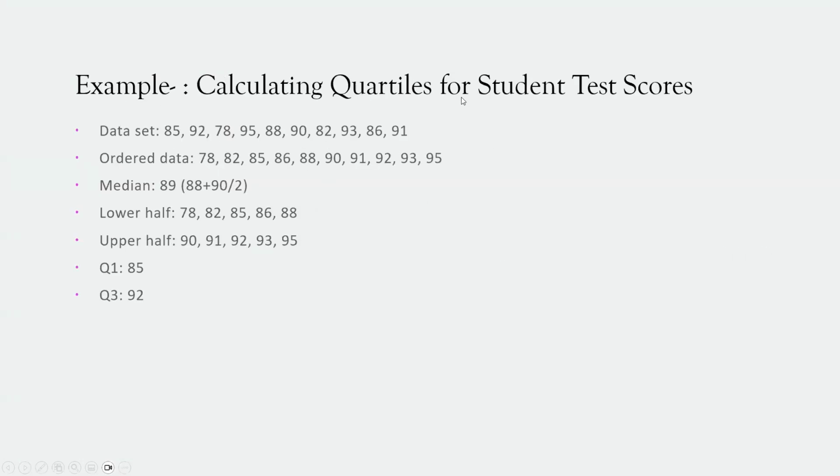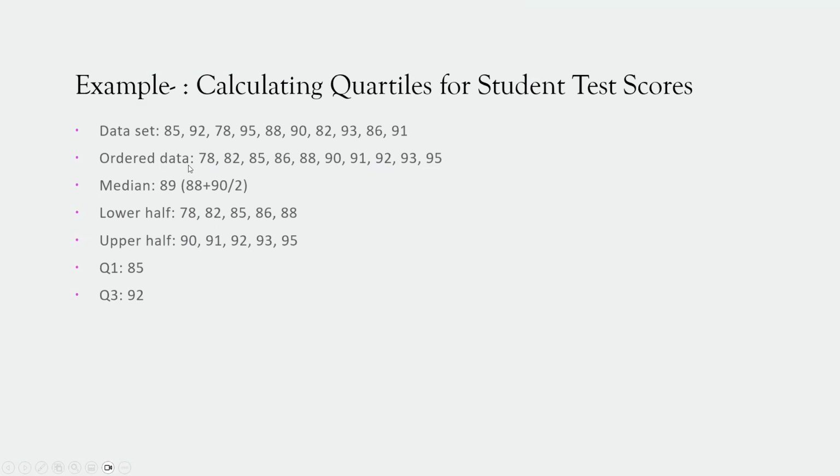Now let's see this example. These are the test scores of students from a class, and we have to find the quartiles. So this is the data set. We have arranged the data set in ascending order: 78, 82, 85, 86, 88, 90, 91, 92, 93, and 95. So we will get the median. Actually, it is an even set of numbers, so we will go for the middle 2 numbers. We will add those and divide by 2 to get the median. I have explained that to you in one of the lectures as well.